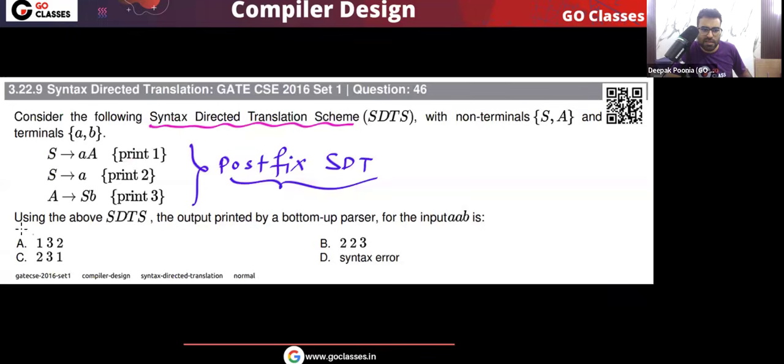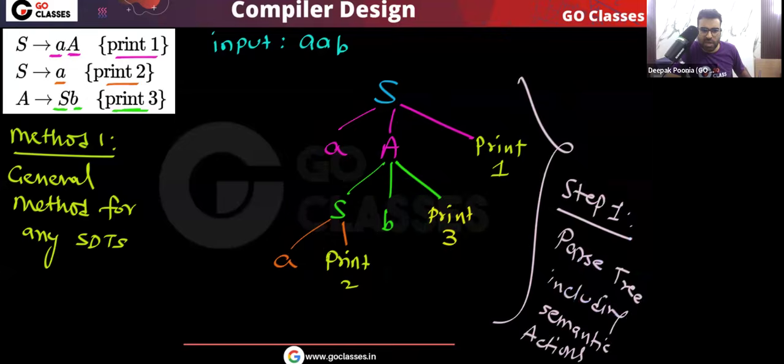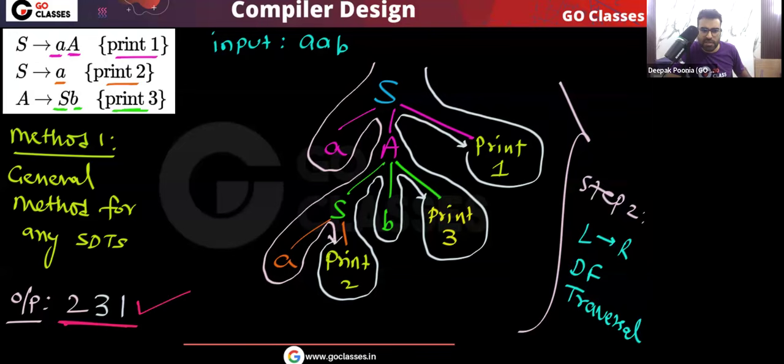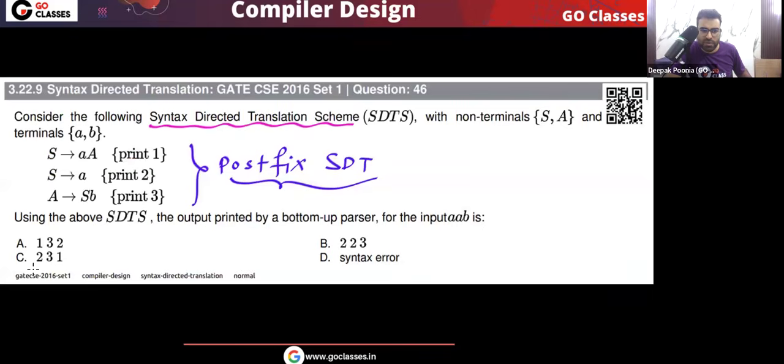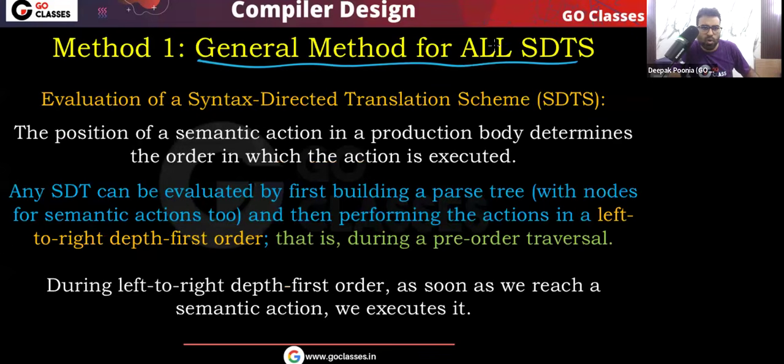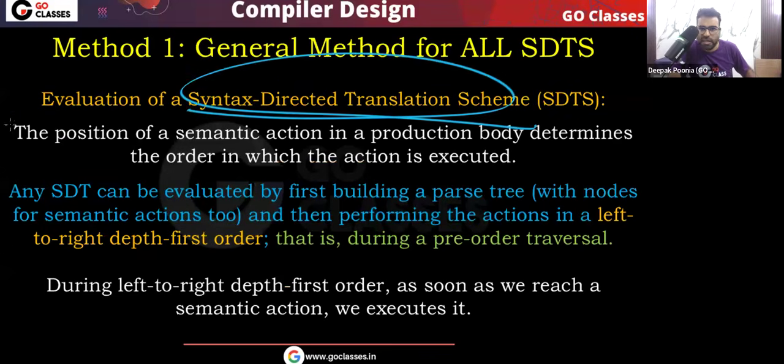The question is asking: using the above SDTs, what is the output printed by a bottom-up parser for the input double AB? The output printed is 231. The answer will be option C. So this is method number 1, the general method for all syntax directed translation schemes.